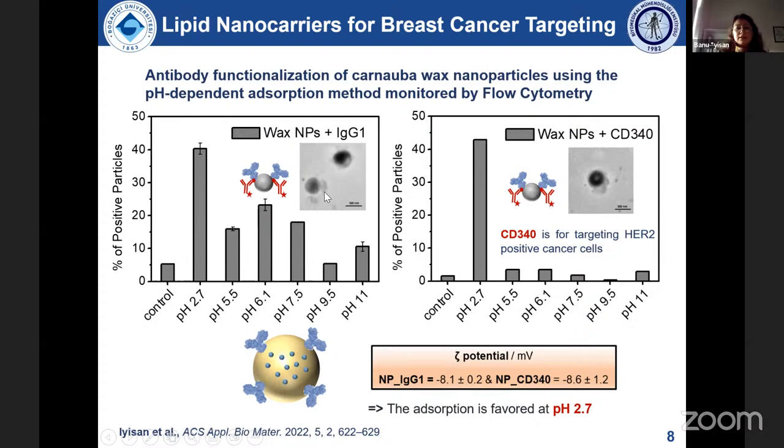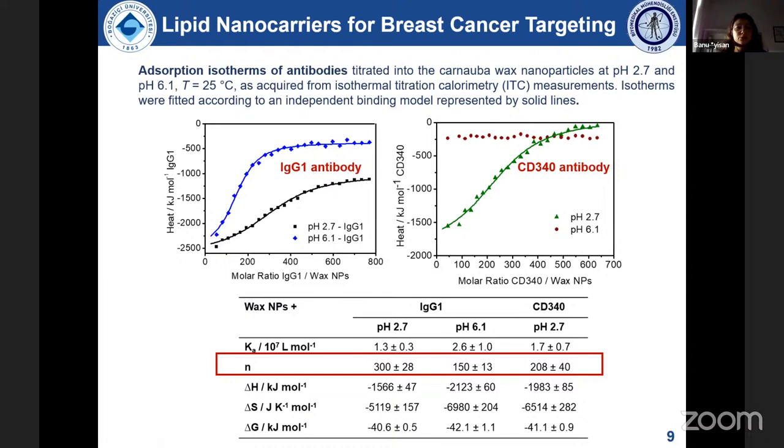The second question for us was, is it really stable there? Because for such functionalization we usually want a covalent binding, which is stronger. But of course, some of the adsorption, the physical binding, could also be strong, I would say. So to understand this quantitatively, we performed some calorimetric investigation. Isothermal titration calorimetry measurements were done.